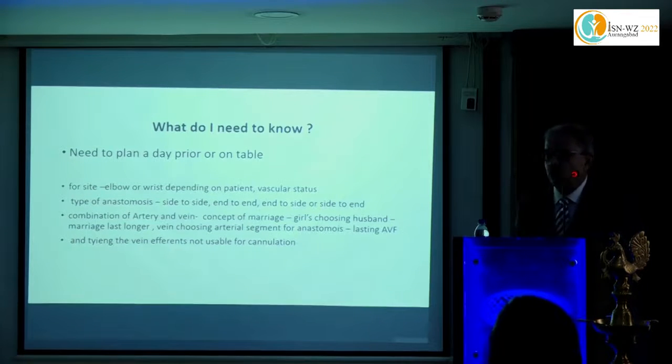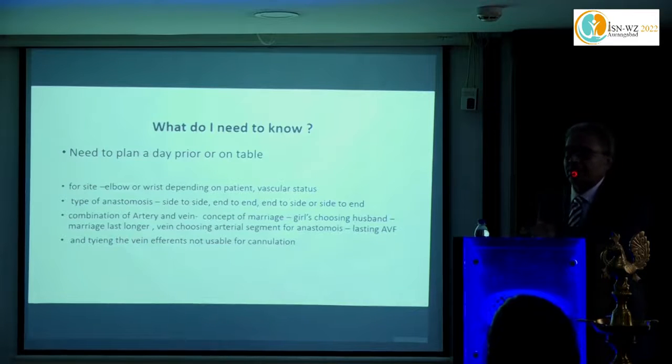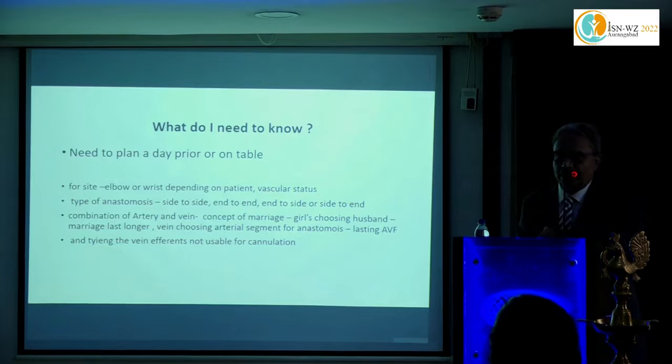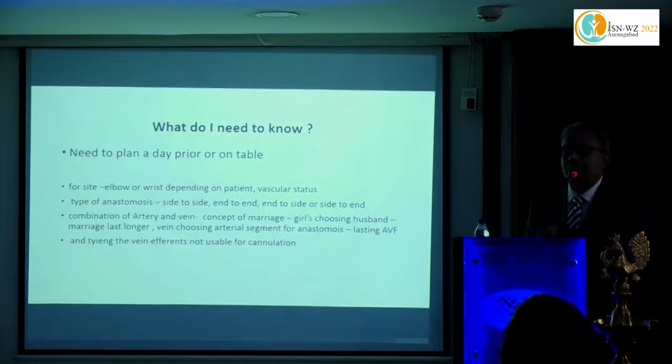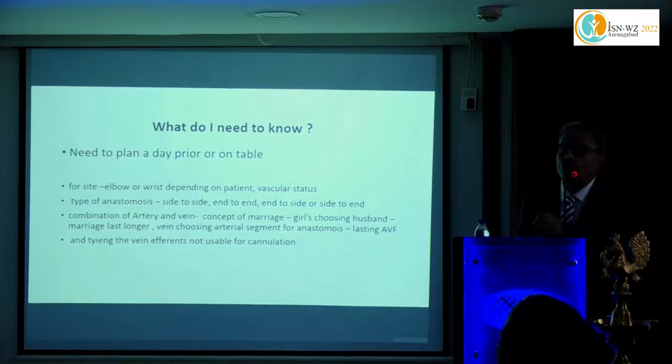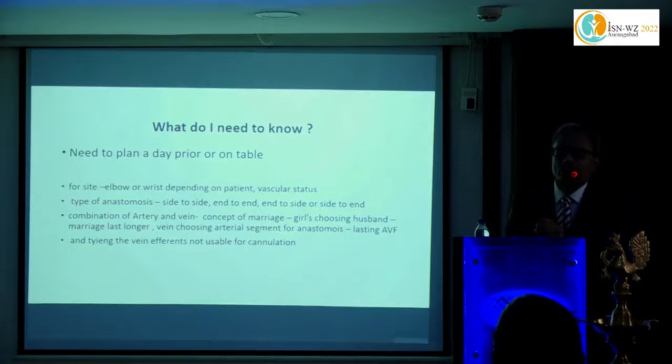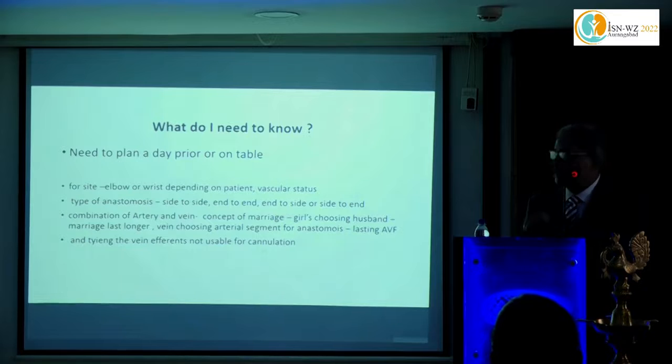One of my seniors used to jokingly say that creating an AV fistula is like organizing the marriage of your daughter. So the nephrologist becomes the father of the daughter, the vein is the daughter, and the artery is the husband. So the long-lasting marriage depends on the girl's liking for the husband. So a vein has to choose which artery it has to go for a lasting fistula, because if you pull or push or force a vein onto some artery, you can make a fistula or anastomose it, but it will not last long.